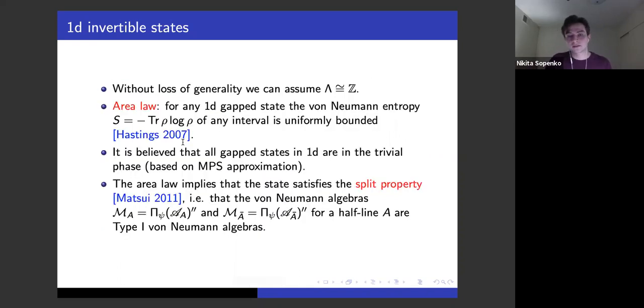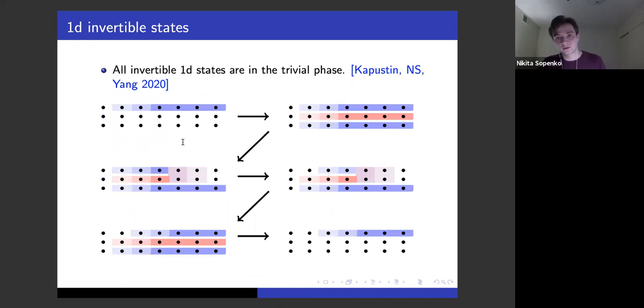People actually believe that all gapped states are in a trivial phase, but no rigorous proof of that exists. But it is possible to prove that all invertible states are actually in a trivial phase, and that can be done using this trick with the creation of a pair of state and anti-state. But first, we should note that because of this boundedness of the entanglement entropy, in this split property, we can construct some state which is also pure and coincides with a given invertible state on the right, and which is almost factorized on the left.